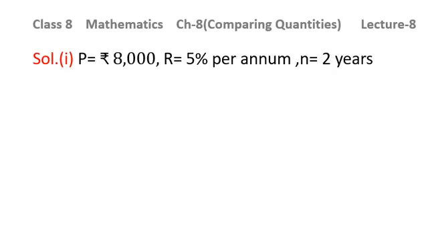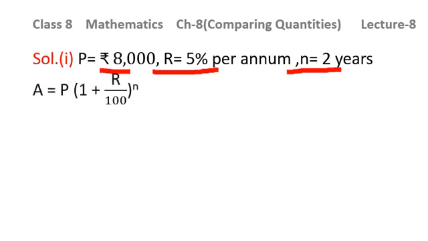Now coming to the solution part. Here the principal is 8,000 rupees. Rate is 5% per annum. N is equal to 2 years. We need to find the amount first in the first part. So amount formula we know that amount is equal to principal bracket 1 plus R over 100 raised to the power N. Putting the values, it will be 8,000 bracket 1 plus 5 over 100 raised to the power 2.